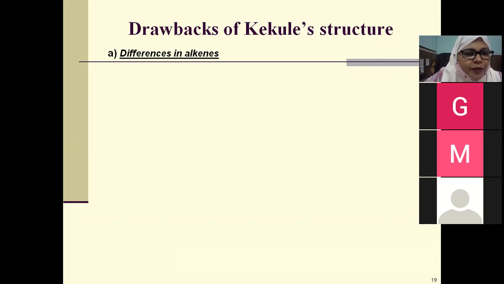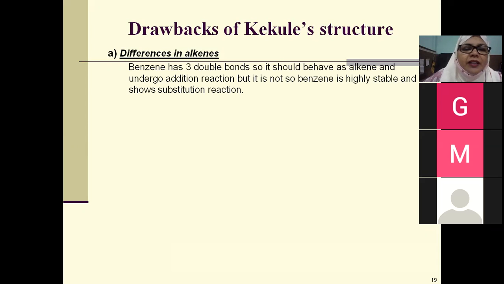But here there are drawbacks, because there is a difference in the reactivity of alkenes and benzene. Benzene has 3 double bonds, so it should behave as an alkene, but it is not showing the properties of alkenes. Alkene undergoes addition reaction basically, not substitution reaction. But here you can observe that benzene shows substitution reaction rather than addition reaction. So this is the difference from alkenes.